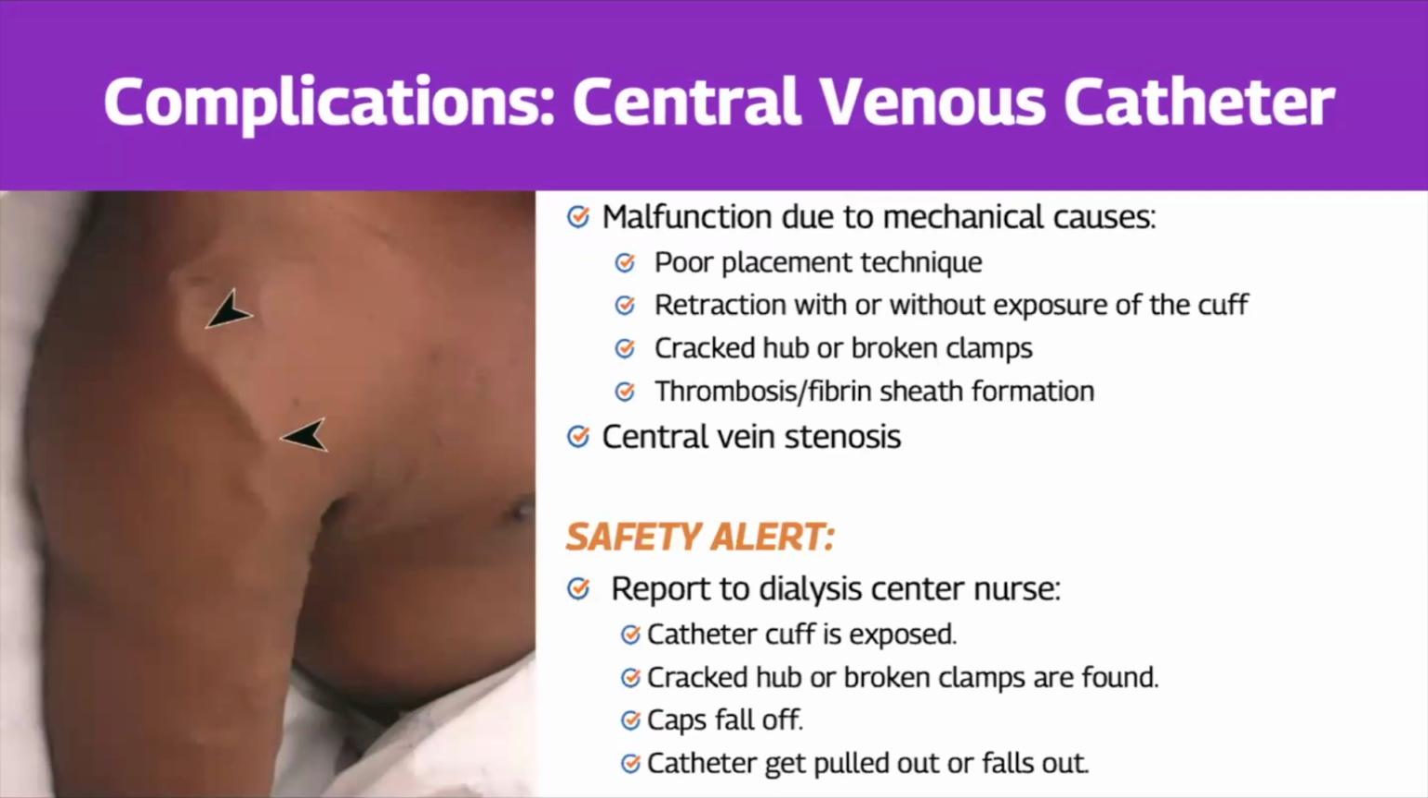Catheter malfunction presents with low flows, and may be due to poor placement technique, retraction of the patient's catheter, a cracked hub, broken clamps, or thrombus or fibrin sheath formation. In the picture, we see central venous stenosis that was caused by a history of central venous catheters in the subclavian vein.